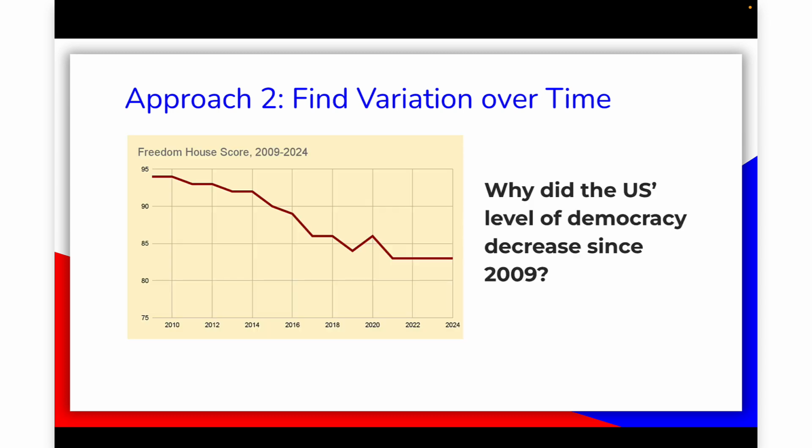Now, here is an example. Why did the United States' level of democracy decrease since 2009? So what you're looking at here is the Freedom House score from 2009 to 2024. I should note super quick, we do not have 2025's numbers yet. Those come out at the beginning of 2026. So this is just through 2024, and you can see from 2009 to 2024, they have gone down.